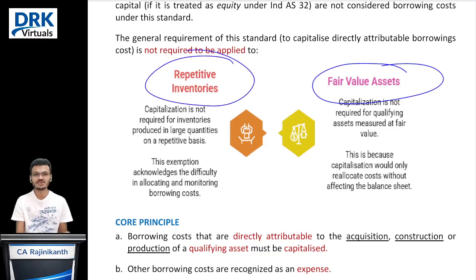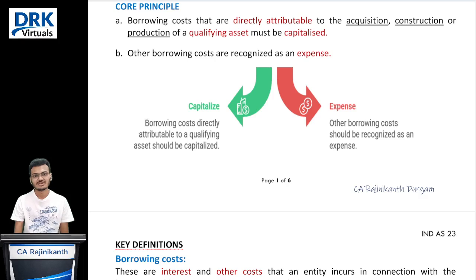Similarly, inventories that are produced in large quantities on a repetitive and frequent basis are also scoped out of this standard. Clear? And come to the core principle of this standard: borrowing costs that are directly attributable to acquisition, construction or production of a qualifying asset must be capitalized. It means such borrowing costs should be added to the cost of the qualifying asset instead of being charged to profit and loss account as an expense. And any other borrowing cost we can recognize as an expense in profit and loss account.